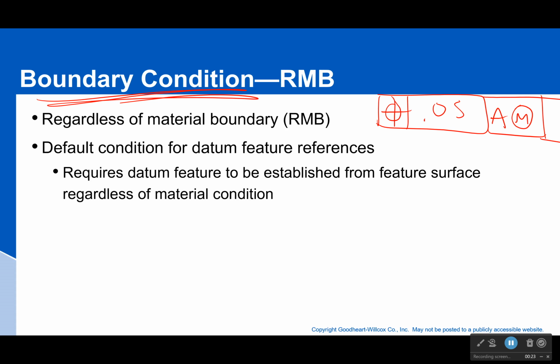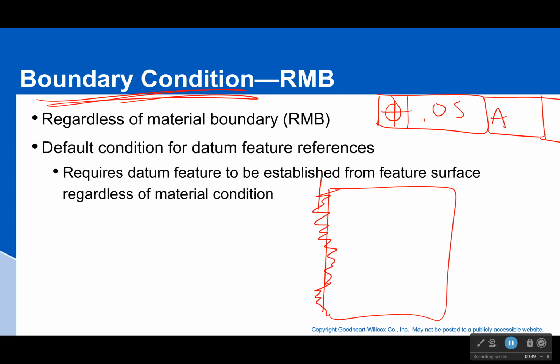Now, if you do not see that symbol, then it's considered to be regardless of material boundary. That's the default condition. So when we're looking at our surface here, it does not matter if it's all jiggity jaggedy. I just go as close as I can, and that's where I measure from. I'm going to be sitting it against something, and that's good enough. That's how I measure from. I go from this surface right here to whatever I'm measuring to.